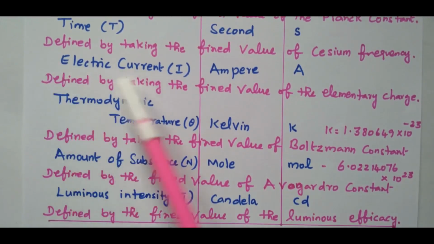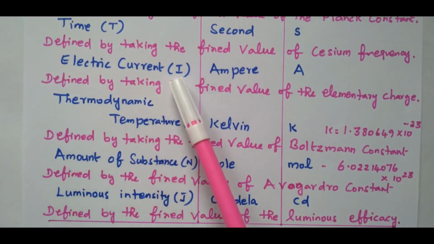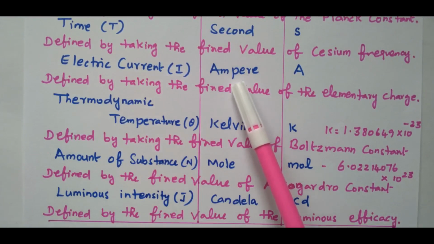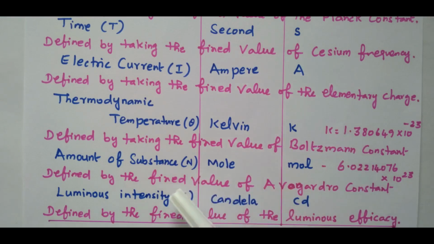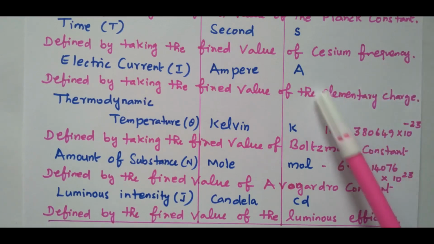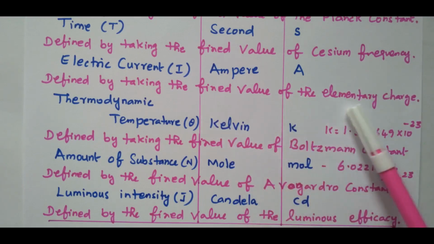The fourth one is the electric current. The symbol is I. The unit is ampere and the symbol is A. How is it defined internationally? Defined by taking the fixed value of elementary charge. Right? The fixed value of elementary charge will define the current. From that we can easily measure this is 1 ampere, 2 ampere, 3 ampere. But internationally what is meant by 1 ampere is the fixed value of elementary charge.